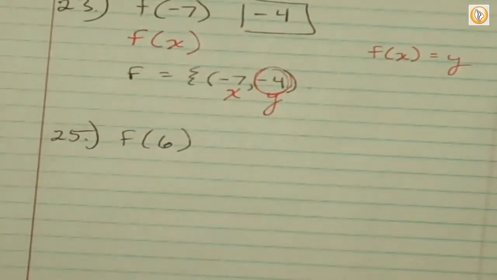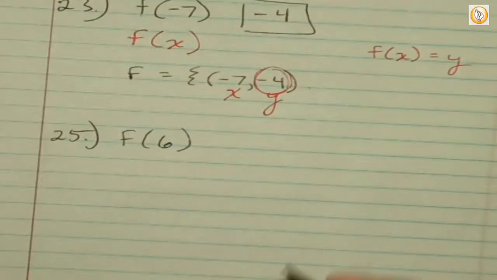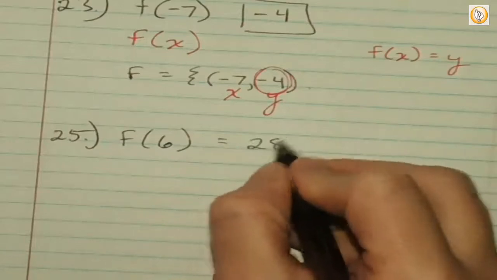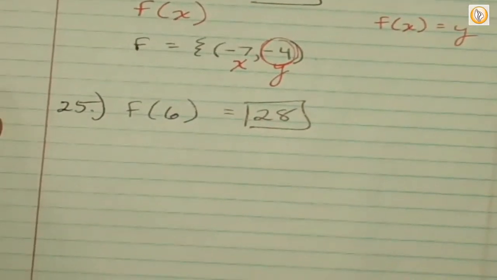Valeria, what would the answer be? Oh, I'm sorry, girl by the cabinets. What would f of 6 be? 28. Very good. 28 is the answer. Does everyone see that? Yes. All right. Everyone get it?